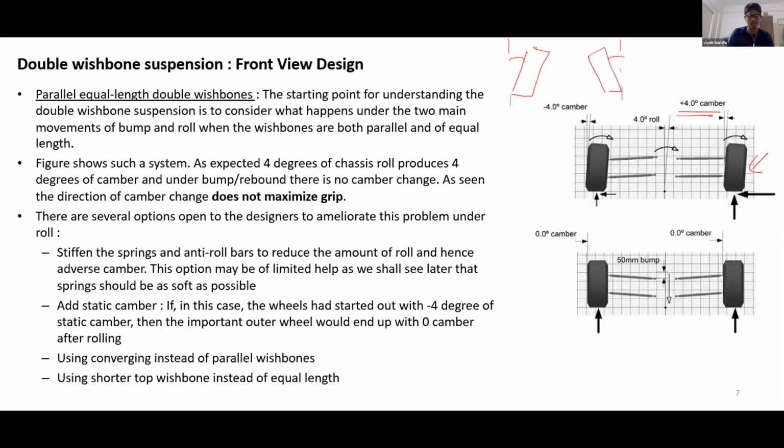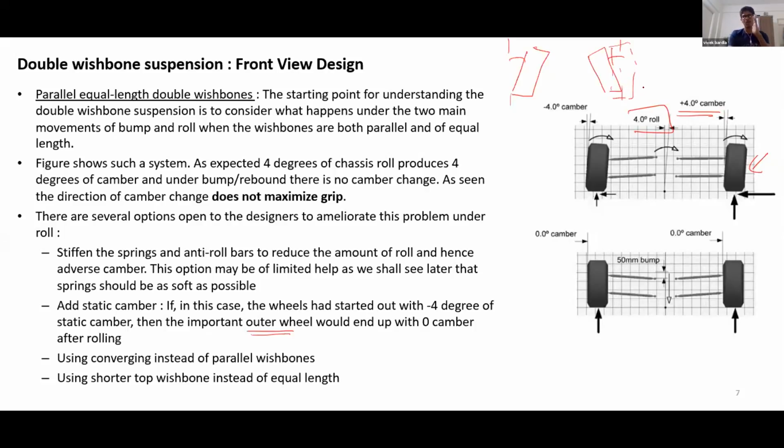In all our design conditions, we will be considering the outer wheel because the outer wheel is the loaded wheel. During cornering, load is transferred from the inner wheel to the outer wheel. Hence, your outer wheel produces the maximum amount of cornering forces. So again, we will be considering the outer wheel itself. So if we have -4 degrees of static camber, after rolling of 4 degrees, the roll produces a camber of +4 degrees. So after rolling of 4 degrees, your outer wheel would become completely vertical, that is perpendicular to the ground.